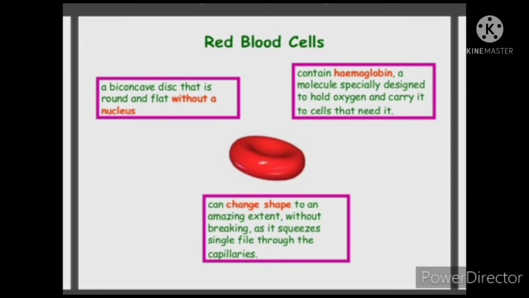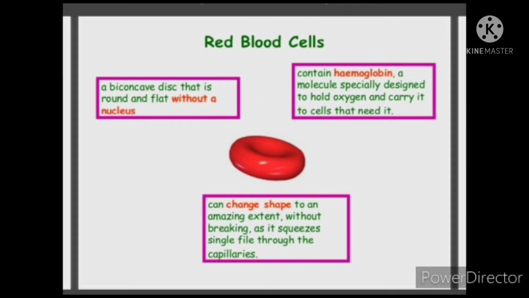When we talk about the numbers of red blood cells present in a healthy male and a healthy female, 5 million cells are present per ml in healthy males and 4.5 million cells are present per ml in healthy females. The lifespan of RBC is 120 days, or you can say that they live for 120 days.